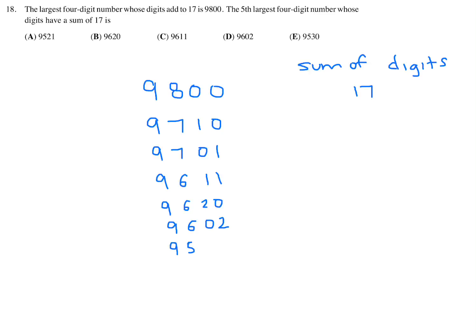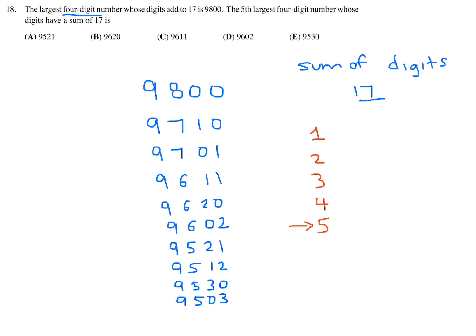And then 9, 5, 9 plus 5 is 14, so I need 3 more to add up to 17. So 2, 1, 9, 5, 1, 2, and so on. 9, 5, 3, 0, 9, 5, 0, 3. So in a very non-scientific way, just based on inspection, I've listed some numbers that all are 4-digit numbers, and they all have a sum of 17, the digits. So I've listed about 10 of them, and now I have to rank them from first all the way down to 5th, like that. And then the 5th one is going to be the answer to the question.